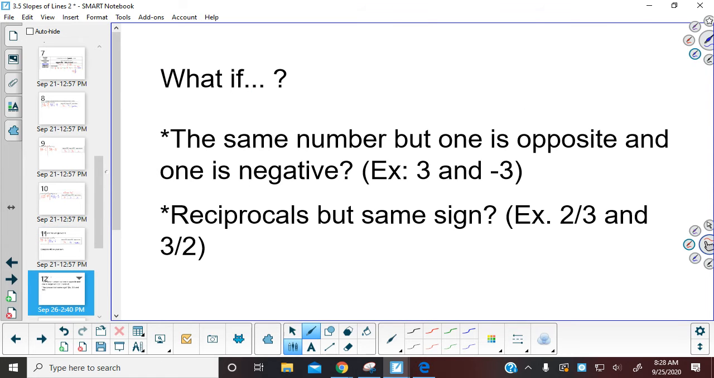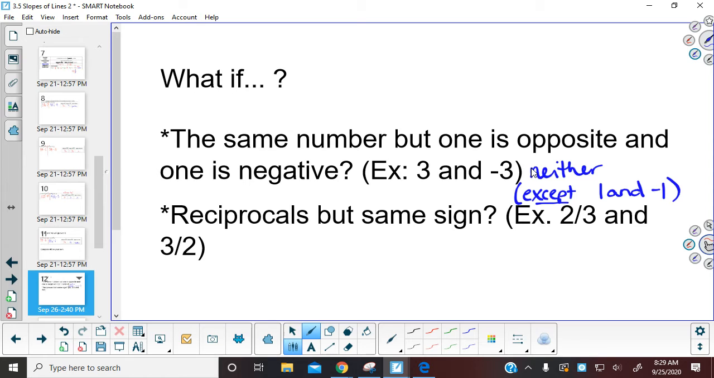Okay, so in the past, these questions have come up. And so what if you have the same number, but one is opposite and one is negative? So example 3 and negative 3, or 1/3 and negative 1/3. If that's the case, they are going to be neither parallel nor perpendicular. The only exception is 1 and negative 1, because those technically are reciprocals. So be careful of the 1 and negative 1.